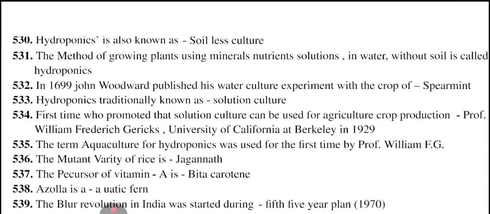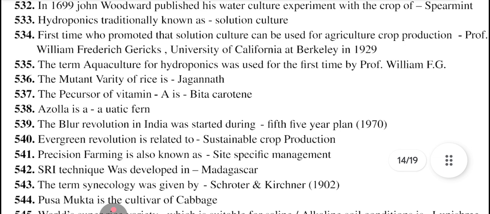Hydroponics is also known as soilless culture. The method of growing plants using a mineral nutrient solution in water without soil is hydroponics. In 1699, John Woodward published his water culture experiment with the crop of spearmint. Hydroponics is traditionally known as solution culture. The first person who promoted that solution culture can be used for agricultural crop production was Professor William Frederick Gericke, University of California, in 1929. The term aquaculture for hydroponics was used for the first time by Professor Gericke.